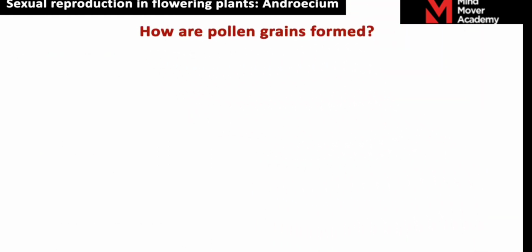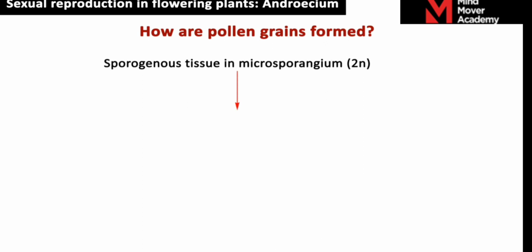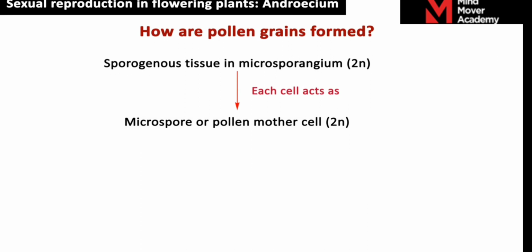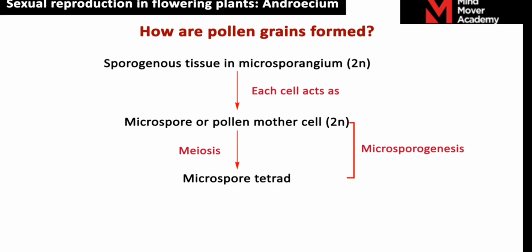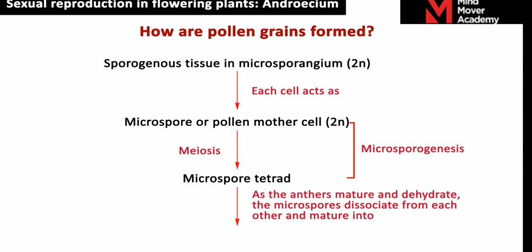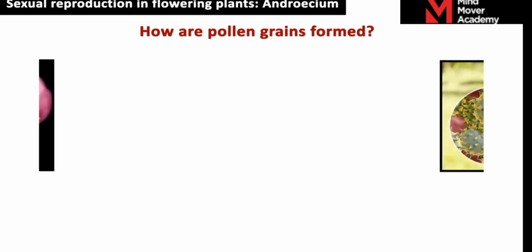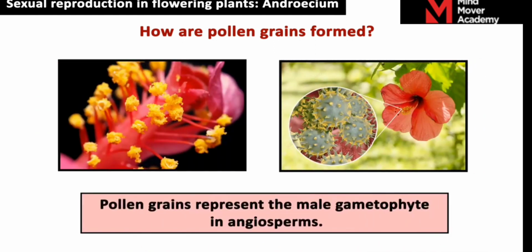Now students, do you know how pollen grains are formed? As mentioned earlier, the primary sporogenous cells in the microsporangium give rise to the diploid microspore mother cell. Each of these microspore mother cells forms a tetrad of haploid microspores by meiosis, and this is known as microsporogenesis. During maturation, the anther dehydrates and the microspores dissociate from each other and develop into pollen grains. It is fascinating to know that pollen grains represent the male gametophyte in angiosperms.